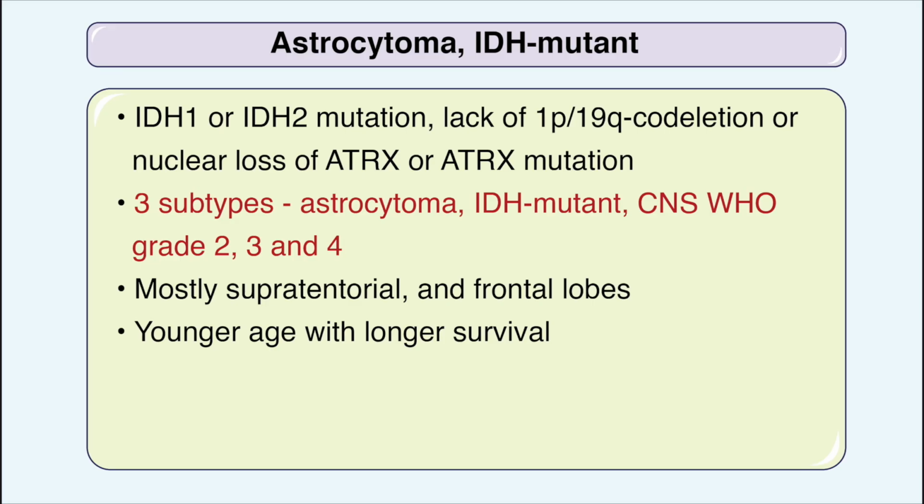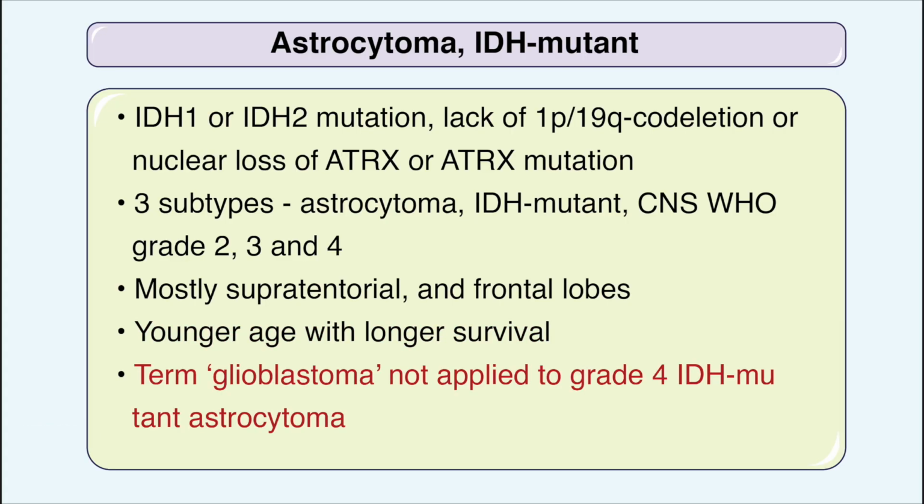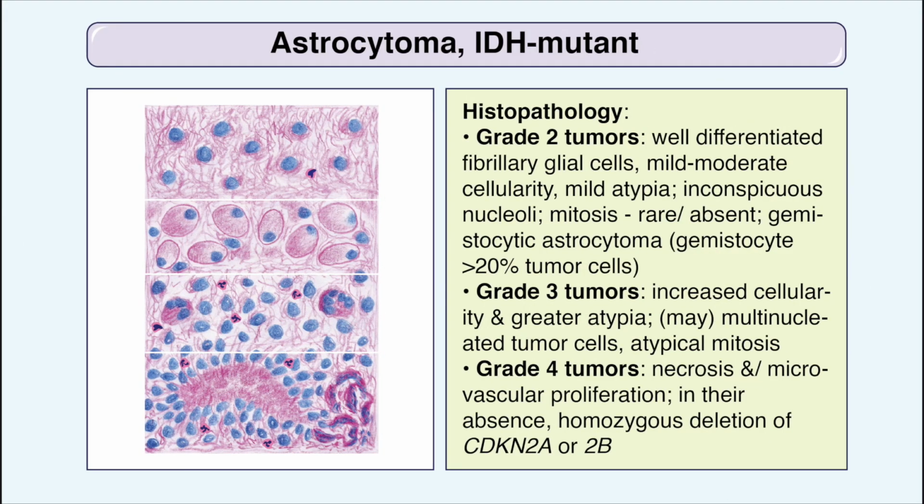and grade 4. They most commonly develop in the supratentorial compartment, generally within frontal lobes. IDH-mutant astrocytomas are generally associated with younger age and longer survival. The term glioblastoma is no longer applied to the grade 4 IDH-mutant astrocytoma. CNS WHO grade 2 tumors are composed of well-differentiated fibrillary glial cells with mild to moderate increased cellularity, mild nuclear atypia. Nucleoli are typically indistinguishable. Mitotic activity is absent or rare in grade 2 tumors.